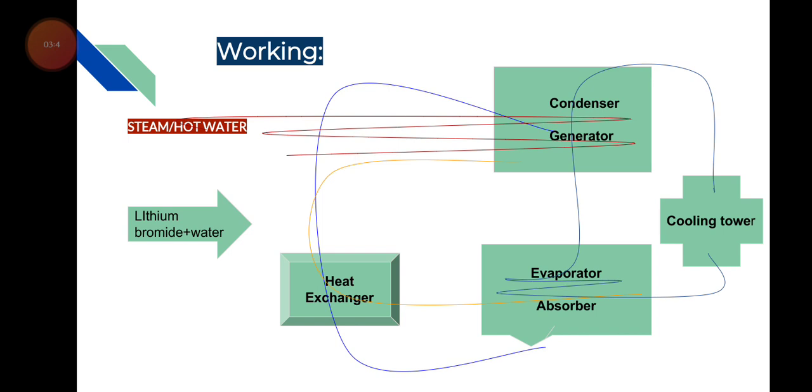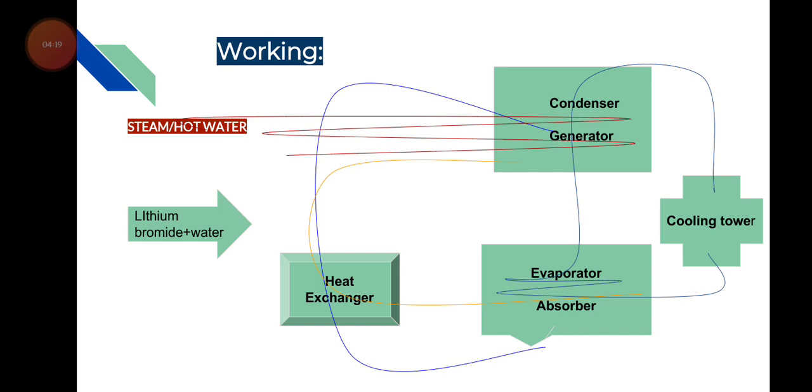So first of all, the mixture of 60% lithium bromide and 40% water is pumped from the absorber through the heat exchanger and rises up into the generator tank at the top of the chiller. We can see that the chamber that consists of the condenser and the generator is the upper chamber, the first chamber, and the chamber that consists of the evaporator and the absorber is the second chamber.